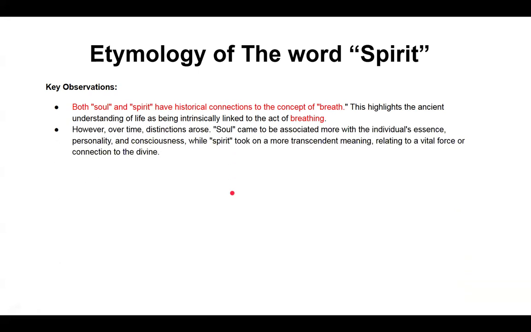However, over time, distinctions arose. Soul came to be associated more with the individual's essence, personality, and consciousness, while spirit took on a more transcendent meaning, relating to a vital force or connection to the divine.